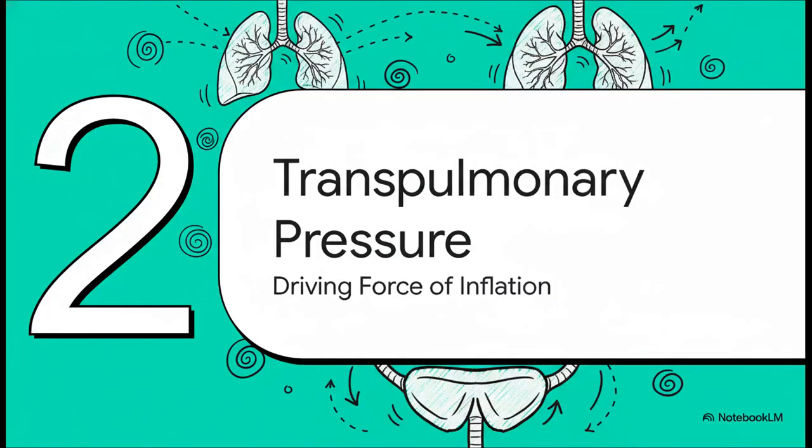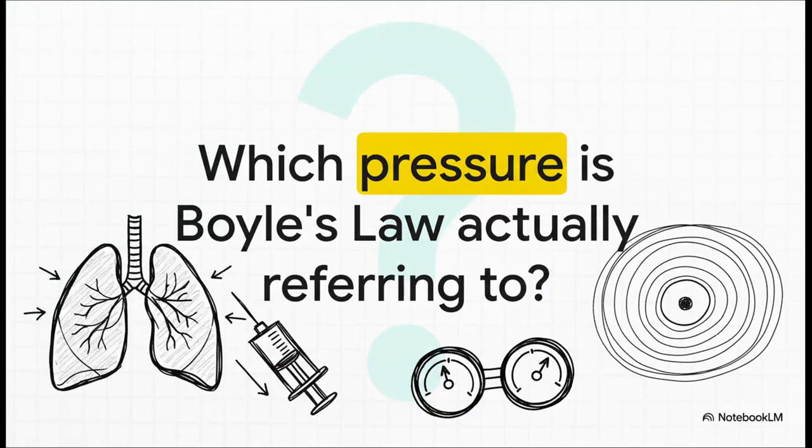Now, that brings up a really crucial question. When we talk about Boyle's law and pressure, which pressure are we actually talking about? It's not as simple as just the air pressure around us. There's a very specific pressure gradient across the lung tissue itself that does all the work. To really get this, we have to be precise. The body is incredibly smart. It uses a whole system of different pressures, and figuring out the one specific pressure difference that's responsible for actually stretching open the lung tissue, well, that's the key to understanding everything else.